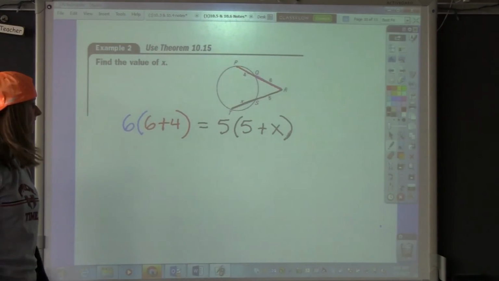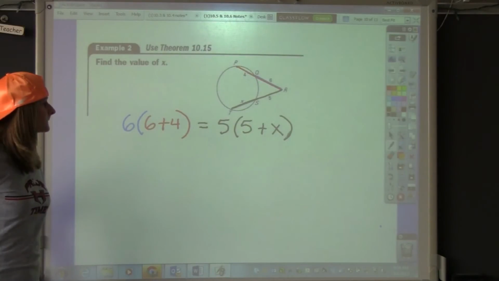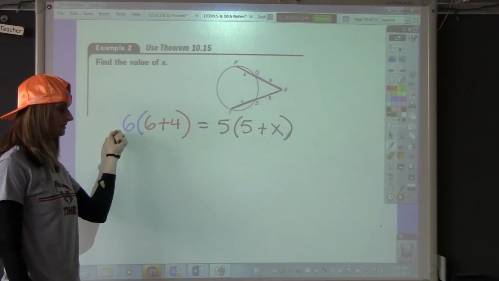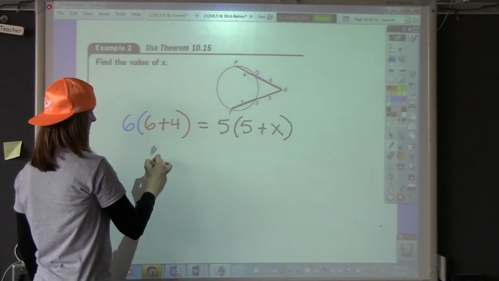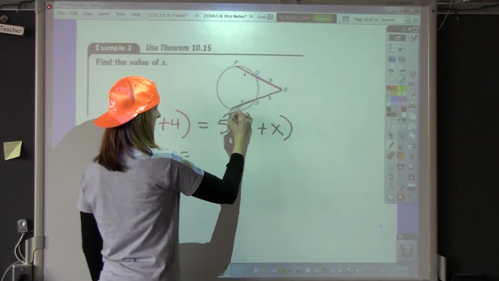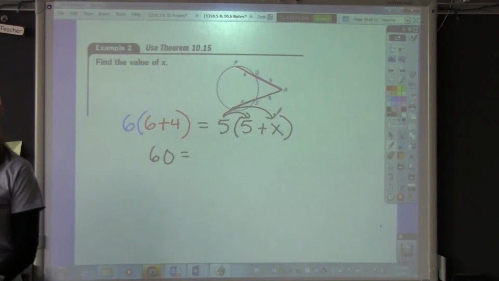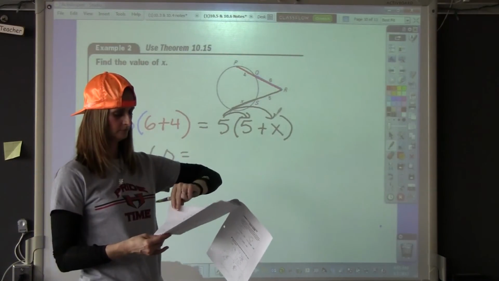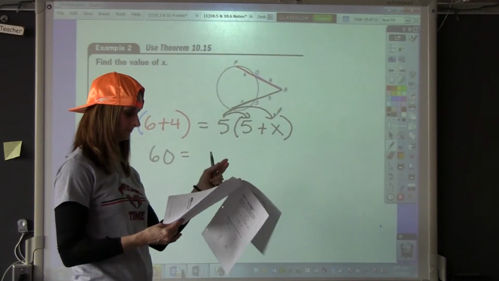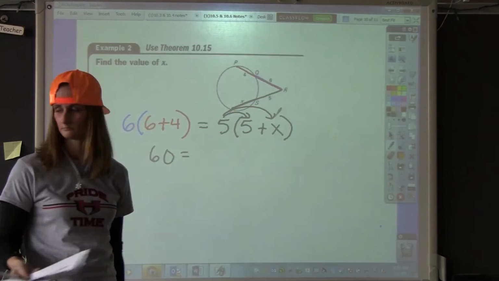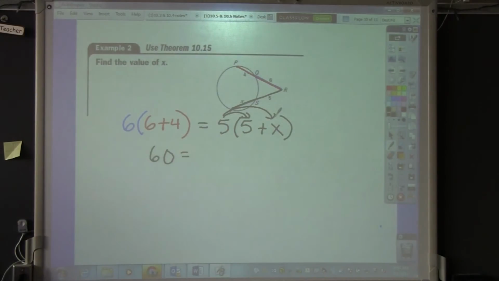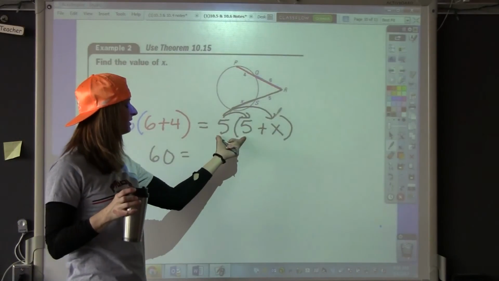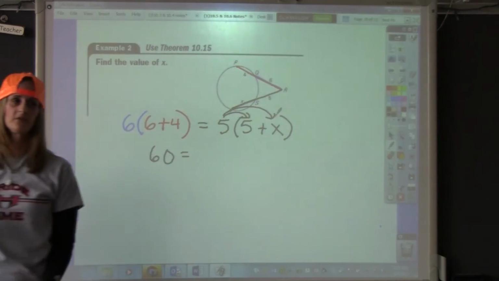So, I'll give you a minute. This you don't have to distribute, because this is a 10 times 6, so that's just 60. Seven. 7. Oh, it's 35. It's 7. It's 7 because it's 6.25, and then don't forget the 5 in front of the x. You have to distribute the 5 and the x as well.